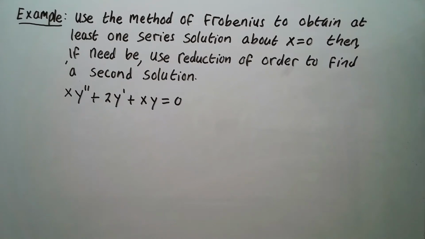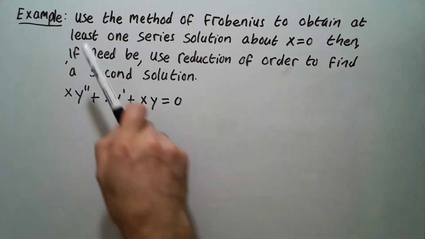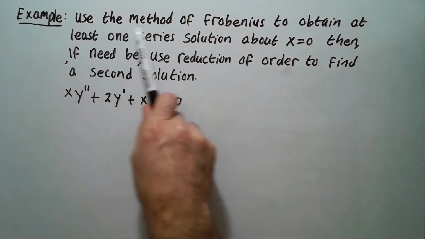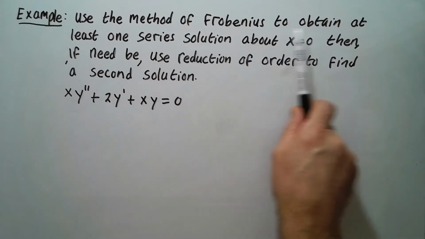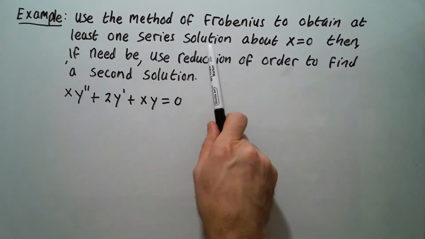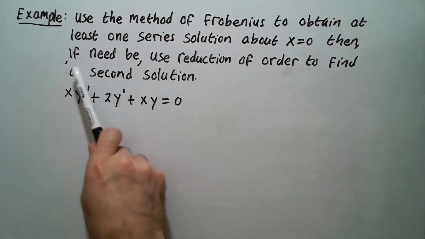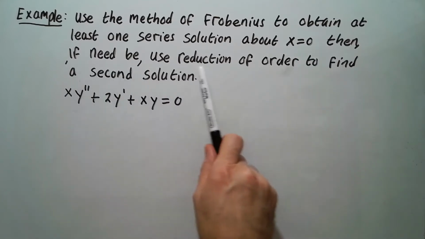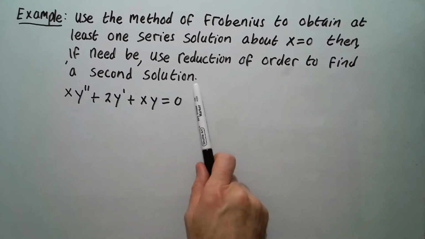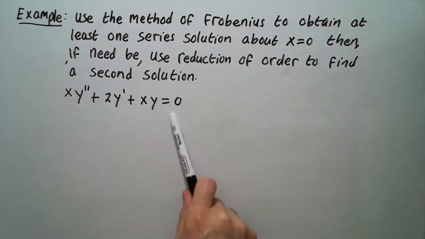Okay, so let's take a look at an example using the method of Frobenius to find a series solution. So here's our question. It says use the method of Frobenius to obtain at least one series solution about x equals 0. Then, if need be, use reduction of order to find a second solution. So here's our differential equation.